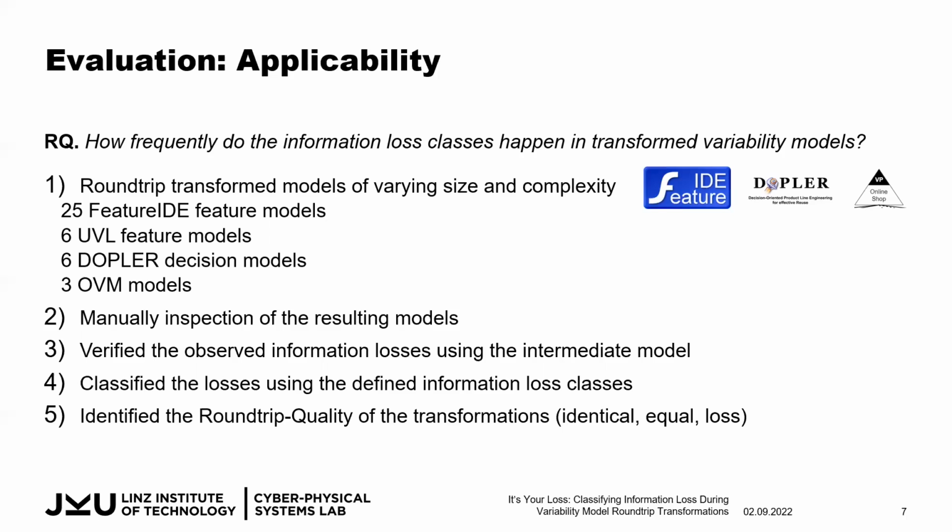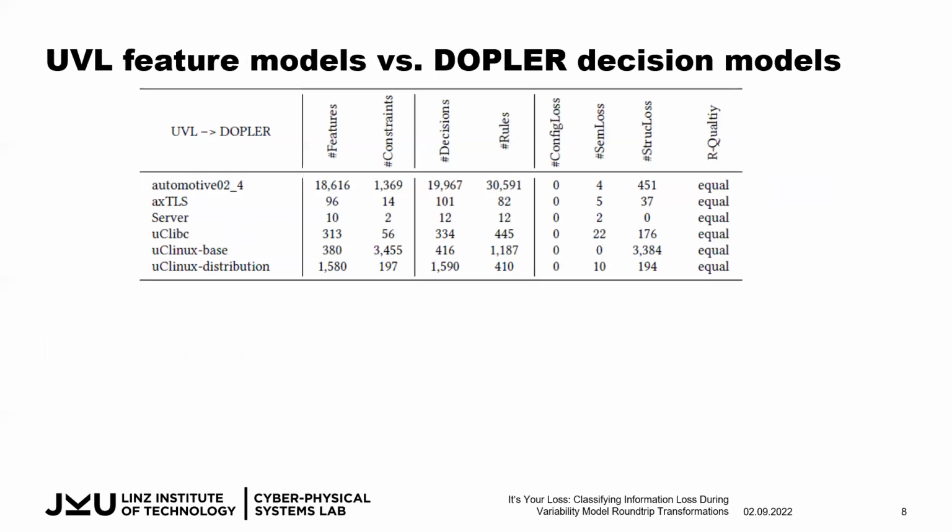Identical means that the original model and the resulting round-trip model are identical in structure and configuration space. Equal means that you have changes in appearance in the structure of the resulting transformed model, but the configuration space remains identical. So all valid as well as invalid configurations are valid and invalid in the resulting round-trip model. And loss means that you lost certain configuration space in the models.